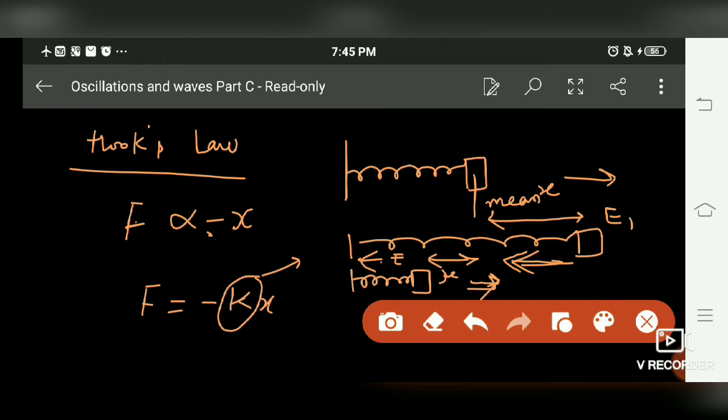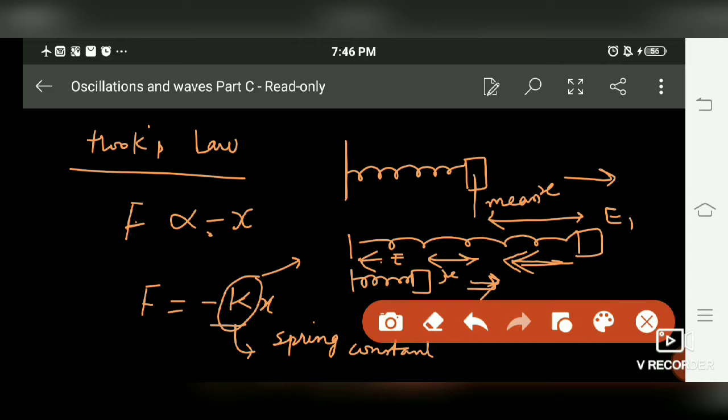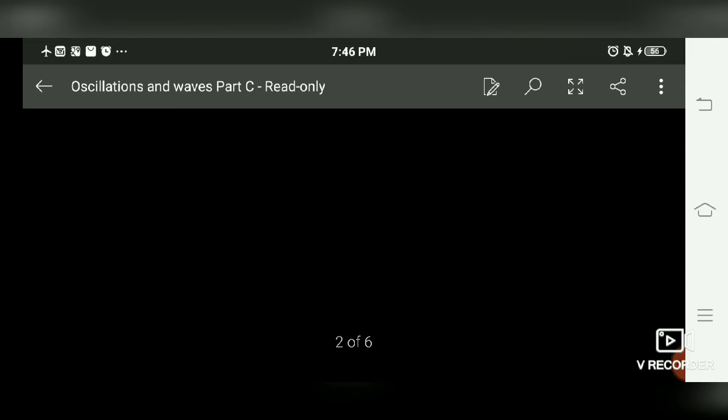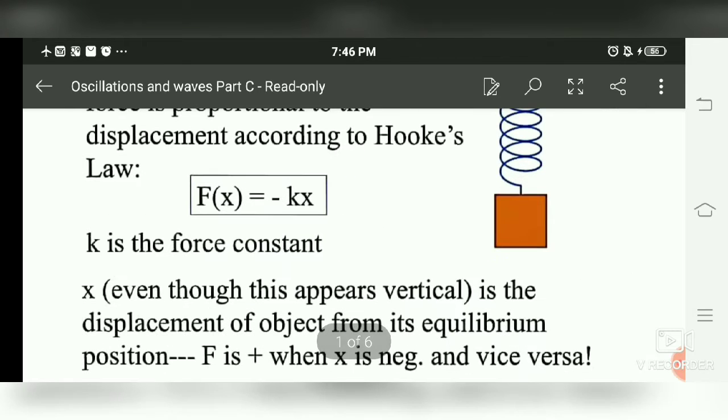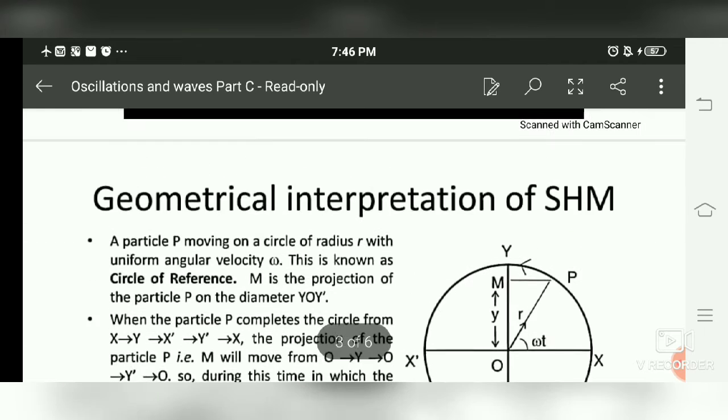This force is actually the restoring force, and this k is also called the spring constant. This negative sign shows that the force and displacement are opposite to each other.